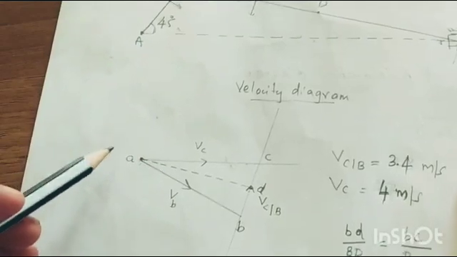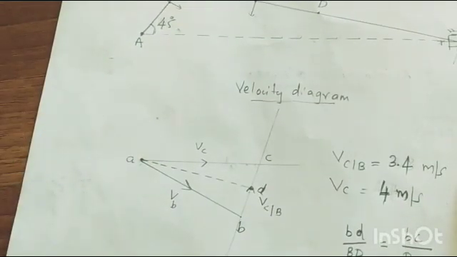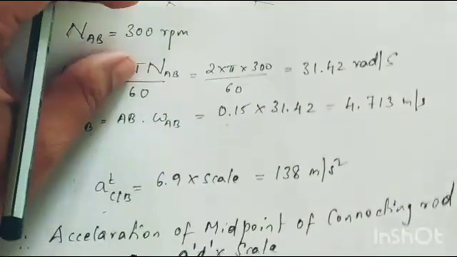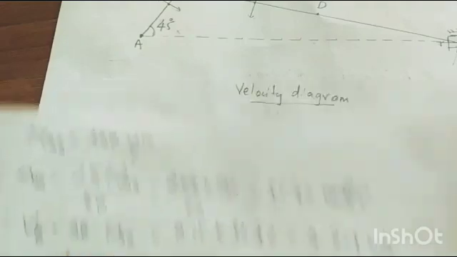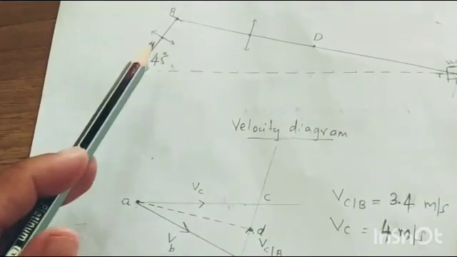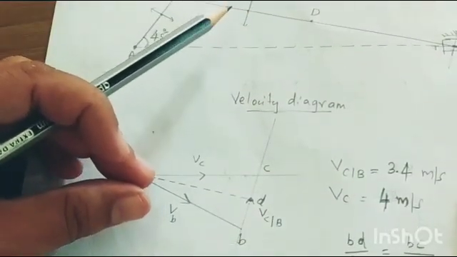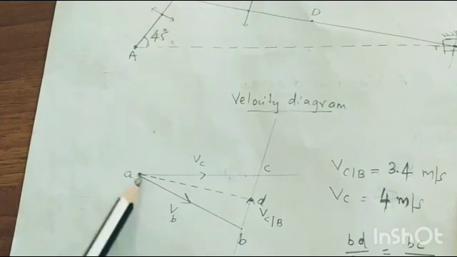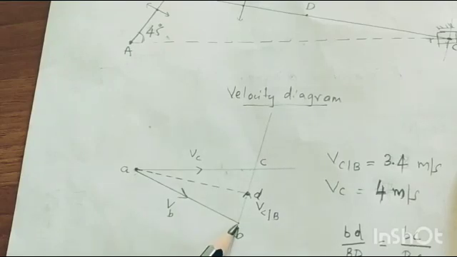Now we have to draw the velocity. What is the value? We already got that: it is 4.713. So you have to draw 4.713 from here. In which direction? This direction. Using the roller scale, you can roll and come over here to get the direction, and draw the length 4.713. So you will get this point B.